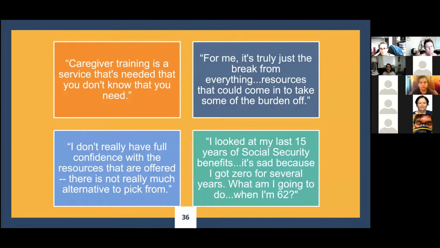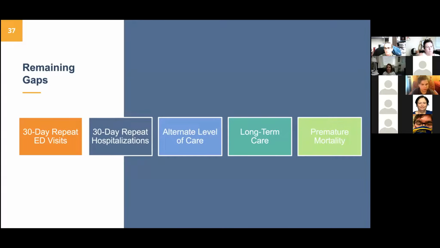And here's just some of the quotes. There were many quotes, but so caregiving training is a service that's needed that you don't know that you need until you're there, right? I don't really have full confidence with the resources that are offered. There's not really much alternative to pick from. For me, it's truly just the break from everything. This is for respite. Resources that could come in to take some of the burden off. And then lastly, the tax credit. I looked at my last 15 years of Social Security benefits. It's sad because I got zero for several years. What am I going to do when I'm 62? So those are the types of services that they're asking for.